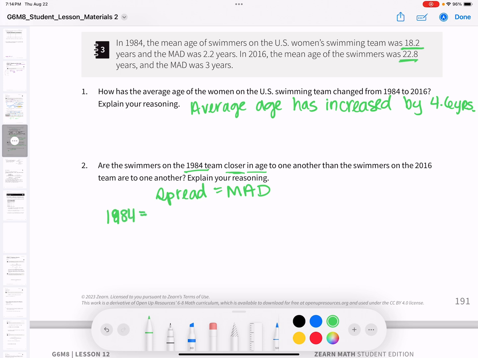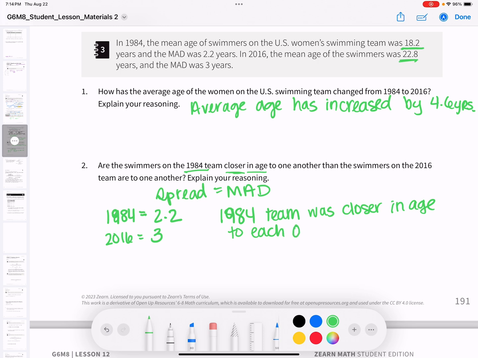So in 1984, the MAD was 2.2. And in 2016, the MAD was 3. So the 1984 team was closer in age to each other. That team, the 1984 team, had less age variability. Okay? Because their MAD is smaller. Their MAD is 2.2, whereas in 2016, the MAD is 3.